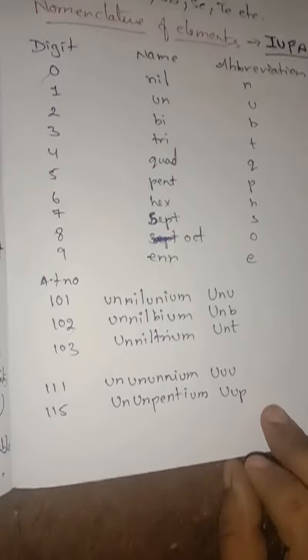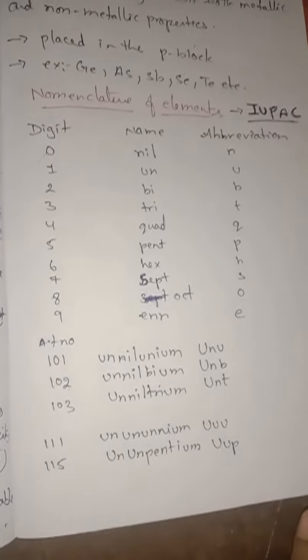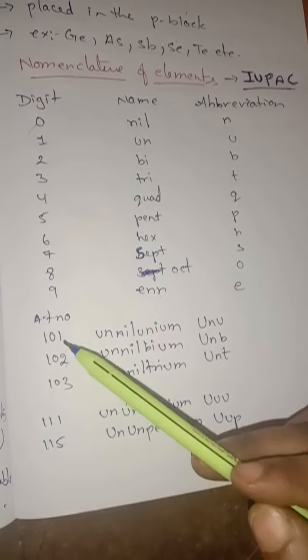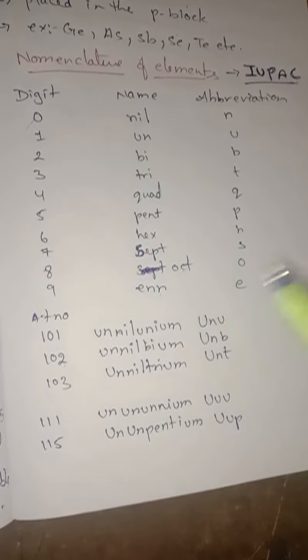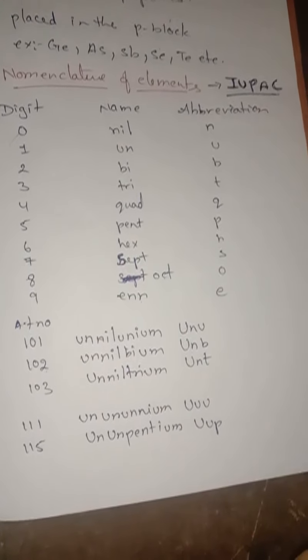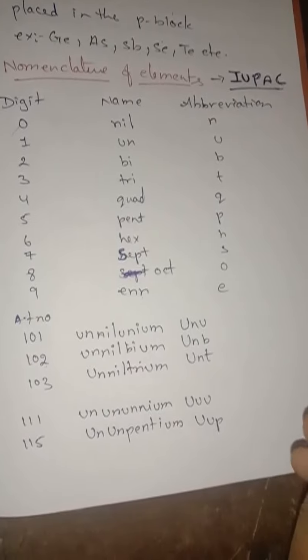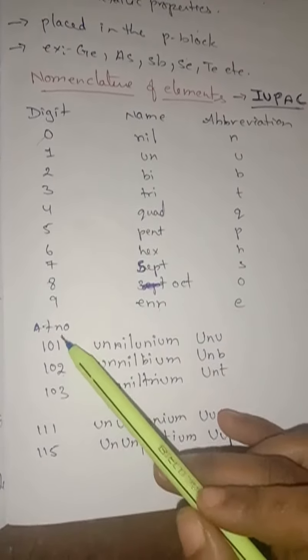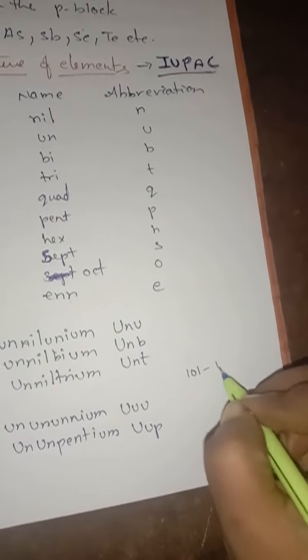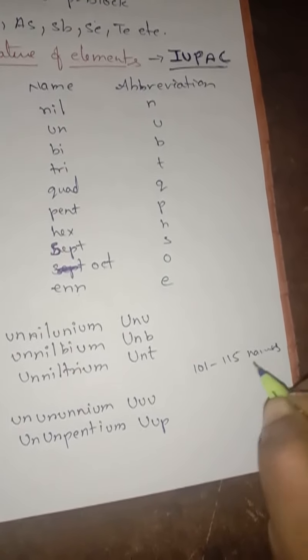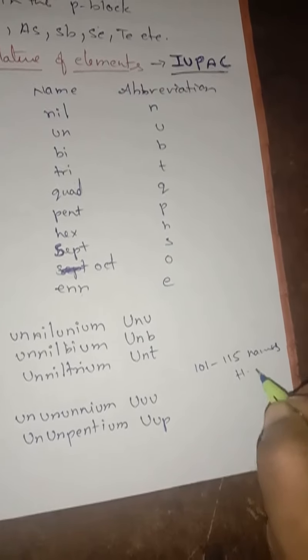So like this, understand? This is how we are going to give names to the elements from 101 to 115. This is also called the nomenclature for heavy elements, elements with atomic number more than 100. Understand? So try to write from 101 to 115 as homework. From 101 to 115, you have to write their names, okay, with their atomic names. It is homework for you.